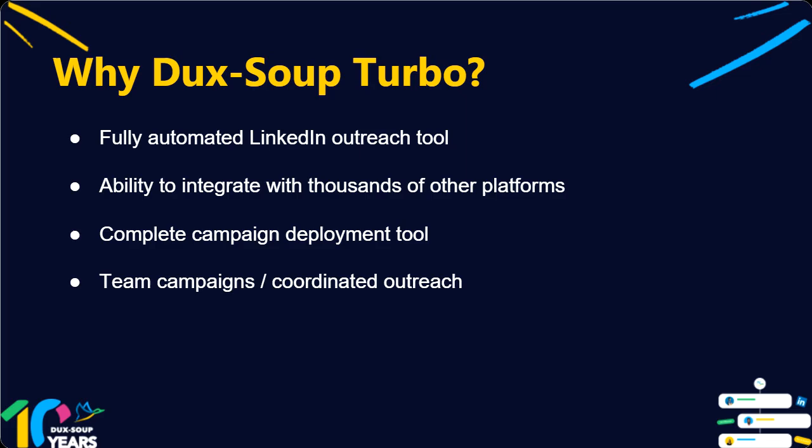So why Dux-Soup Turbo? As you may or may not be aware, Dux-Soup has 3 paid versions. We've got a Pro version, a Turbo version, and a Cloud version. But Dux-Soup Turbo is the version that we provide as a free trial to any new installation. Whenever you're installing Dux-Soup against a new Chrome profile, you will get 2 weeks free. It's a fully automated outreach tool. You can integrate with literally thousands of other platforms. You can build campaigns, and you can automate all of that outreach and then just basically deal with the responses as they come in.